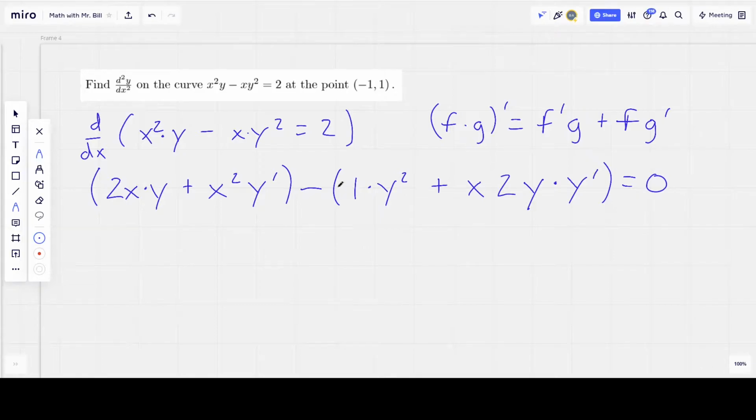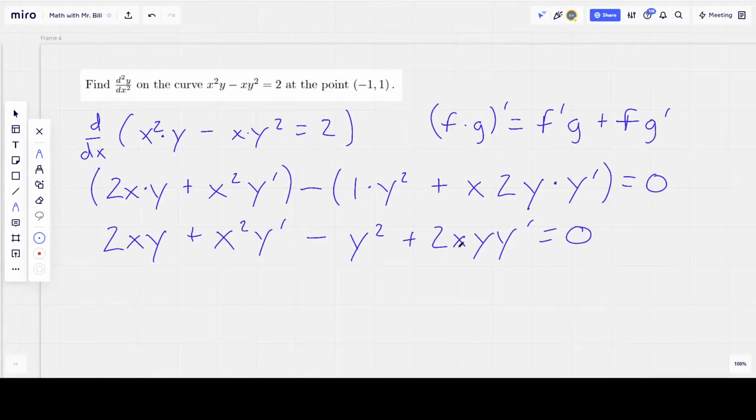Okay, so now we need to solve this for y prime so that we can take the second derivative. So let's go ahead and distribute the negative into that set of parentheses. I get x squared y prime minus y squared plus 2xy y prime equals 0. Everything that has y prime I'm going to leave on the left hand side, and everything that doesn't have a y prime I'm going to move over to the right.